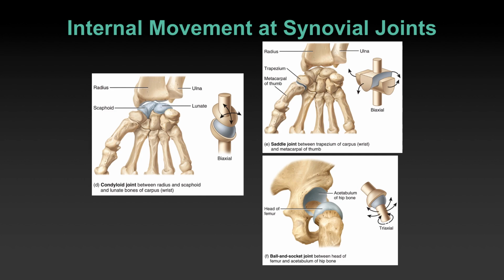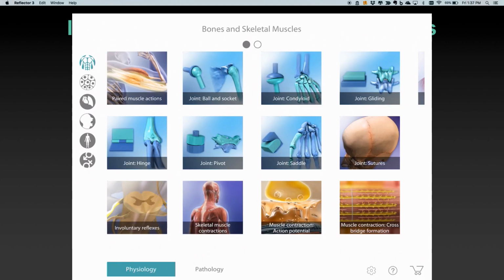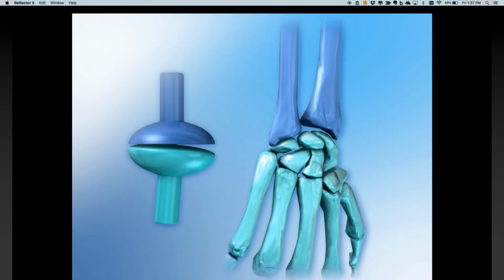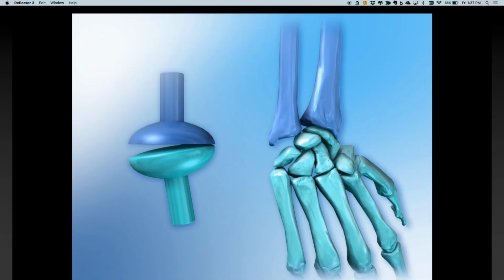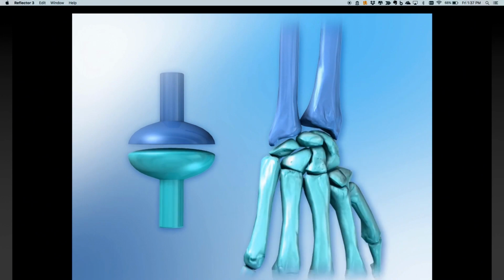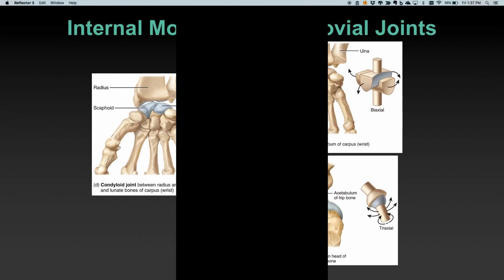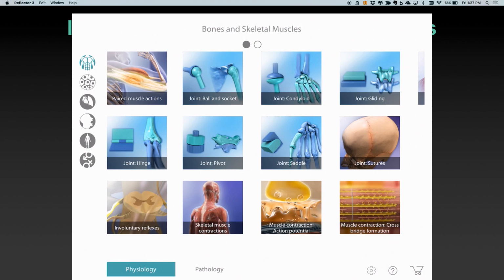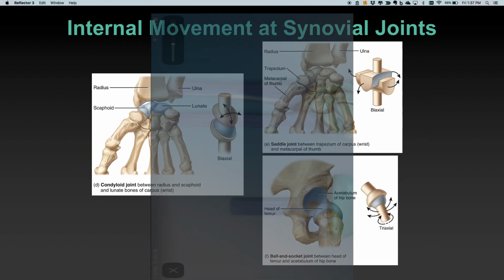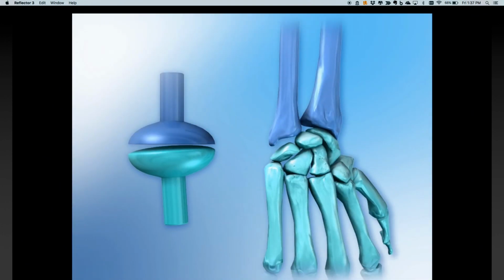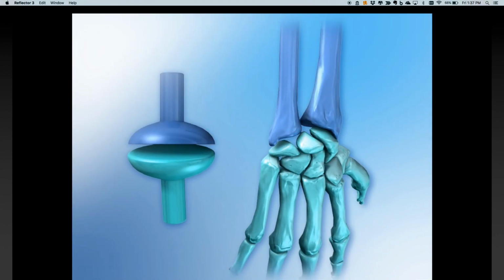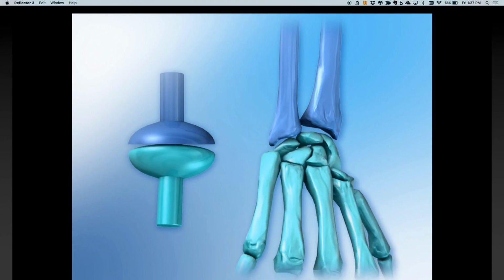Saddle joints, I'm not even going to try to describe them. I'm just going to show you what they do. So let's start with condyloid joints. You can see the action here. It's a condyloid joint that allows for circular motion, flexion, and extension. Notice flexion, extension, abduction, adduction, or all of them all at once, which we know as circumduction.